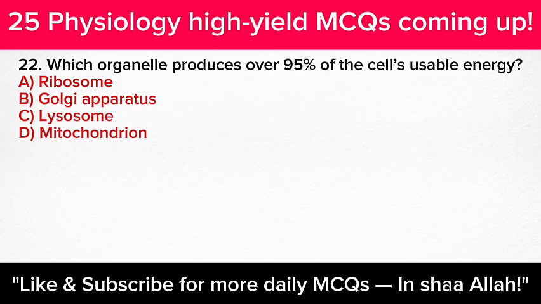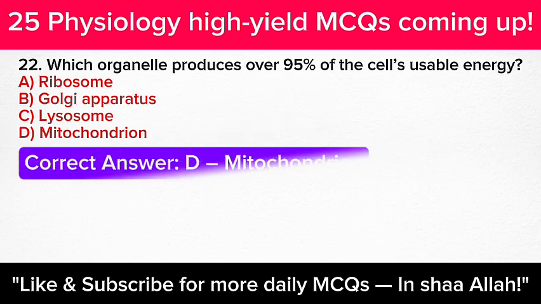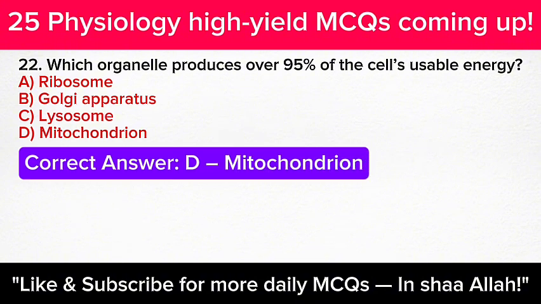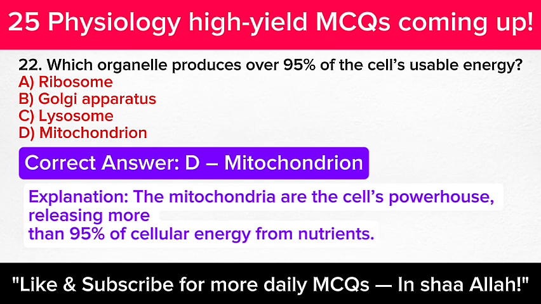22. Which organelle produces over 95% of the cell's usable energy? A. Ribosome. B. Golgi apparatus. C. Lysosome. D. Mitochondrion. Correct answer, D. Mitochondrion. Explanation. The mitochondria are the cell's powerhouse, releasing more than 95% of cellular energy from nutrients.